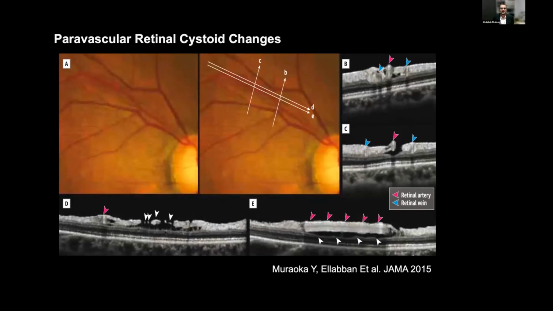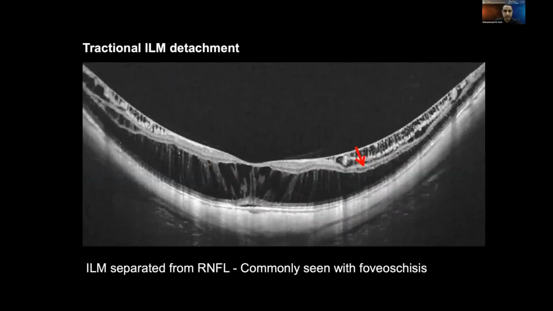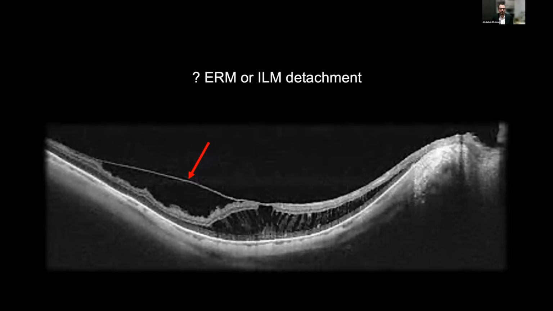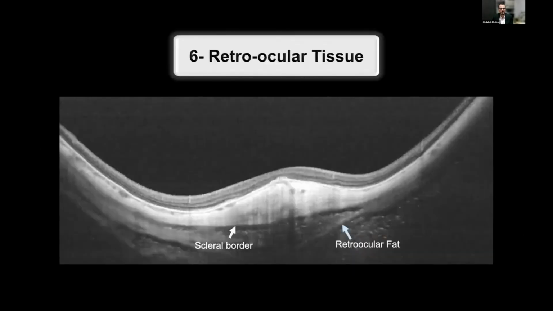There are also some other perivascular changes, like the cystoid changes, which are mainly due to a stretch of the globe. Another common change is the tractional detachment of the epiretinal membrane, which is important to differentiate from ERM, especially if you are planning surgery.